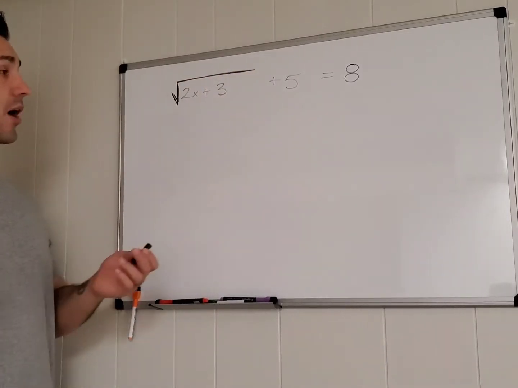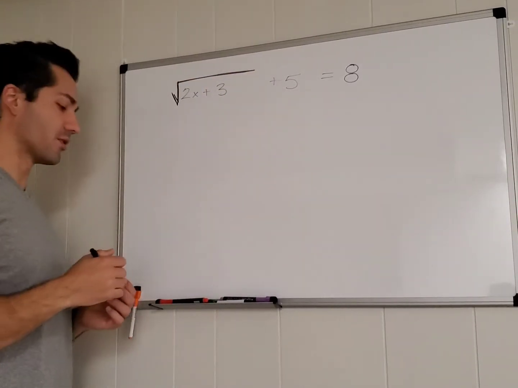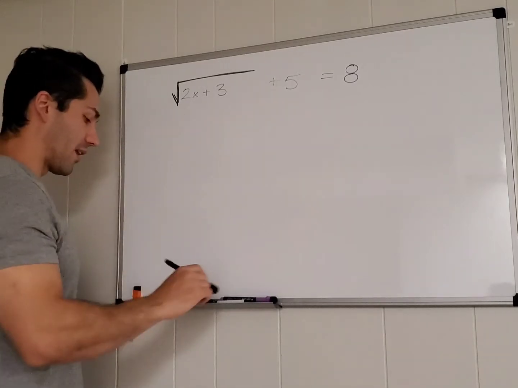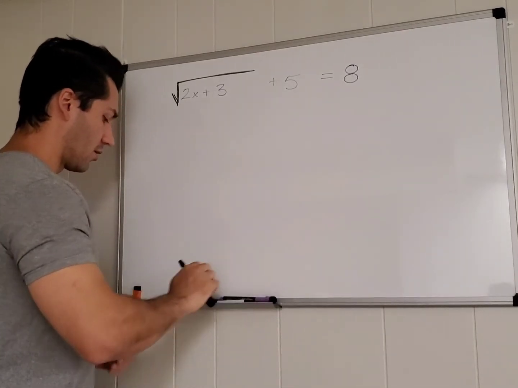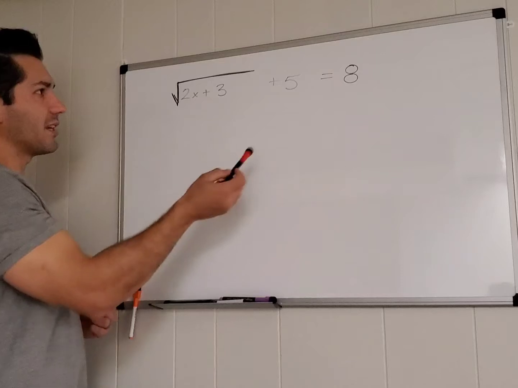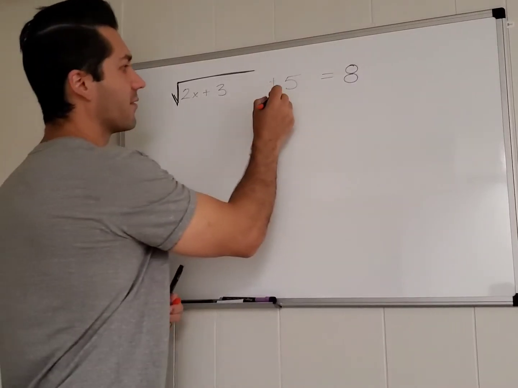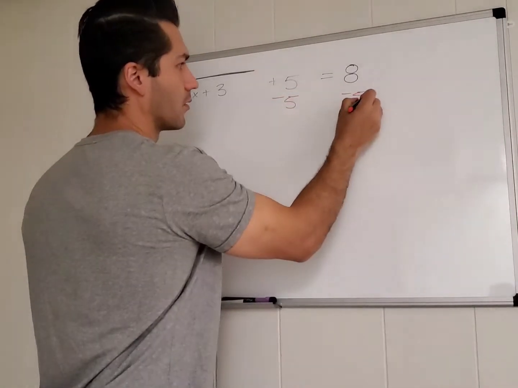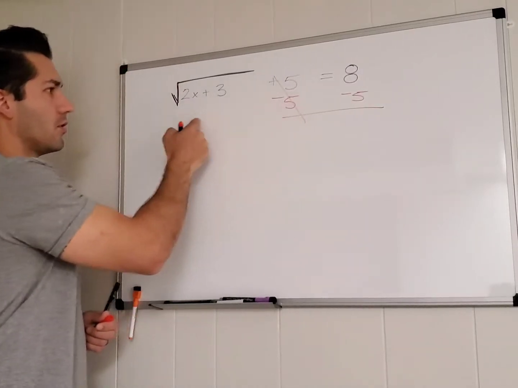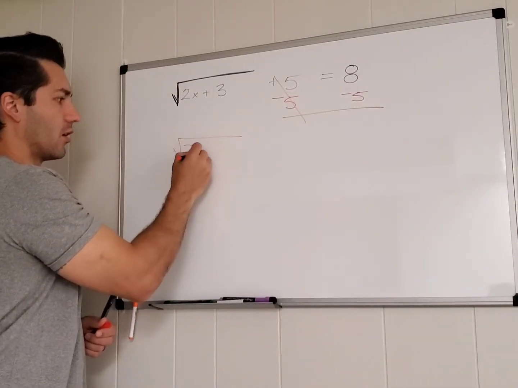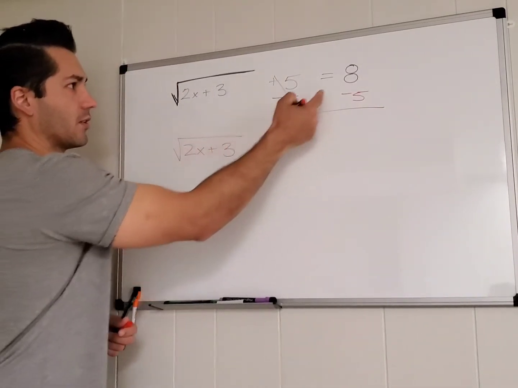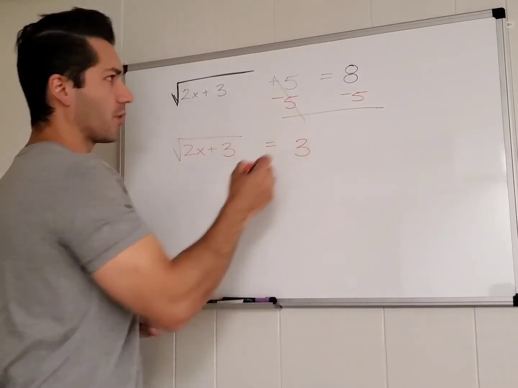Unless you're like a prodigy and you already know how to do all this. But that's going to screw up a lot of people if you try to do it. So the way we get it by itself, you're going to get rid of that 5, minus 5. You are now left with the square root of 2x plus 3 equals 3.